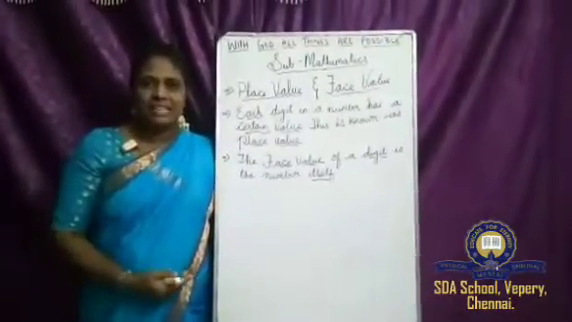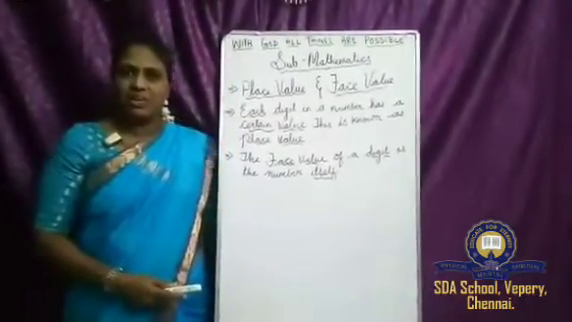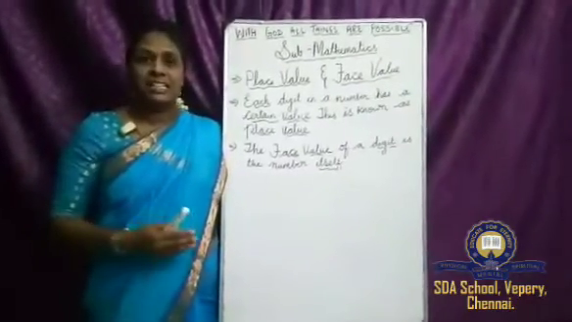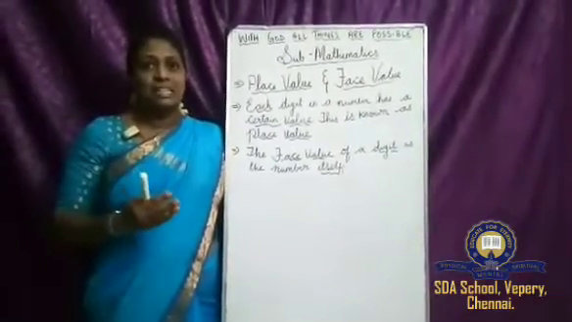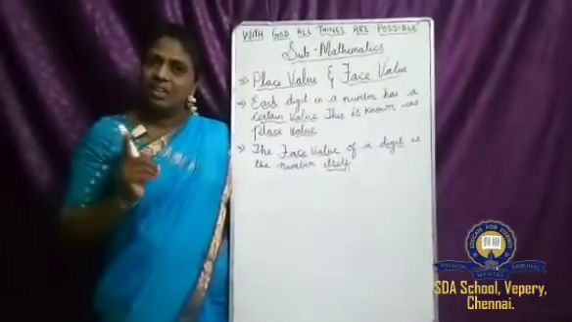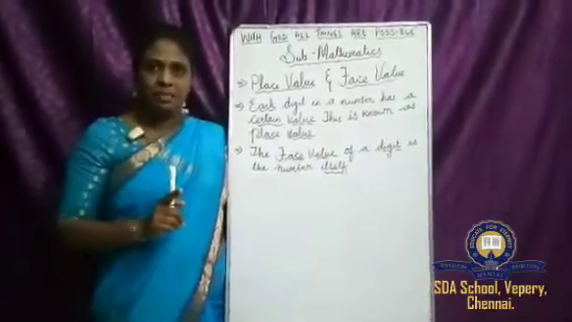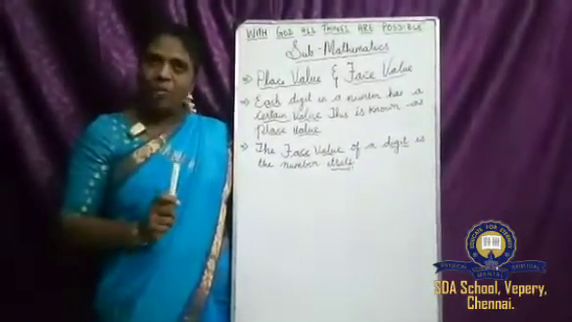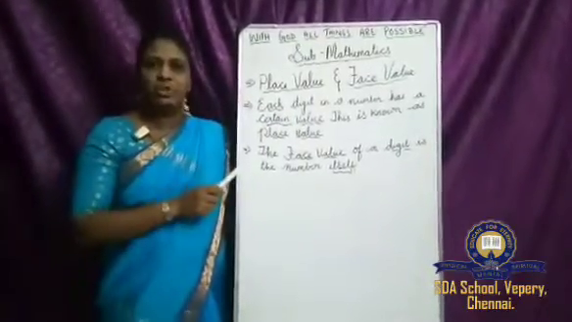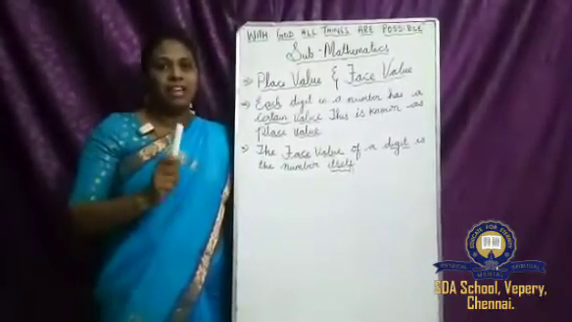Today in our maths class, we are going to learn about place value and face value. Before that, let us recall what we learnt in our last class. Okay, what did we learn in our last class? We learnt about number names, expanded form and short form. Today we are going to learn about place value and face value.